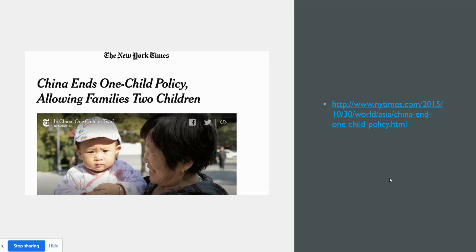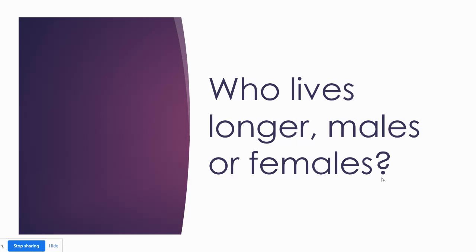There's another article about China ending the one-child policy, allowing families to have 2 kids. Because they've really messed up their population over there. The sex ratio is very, very messed up when you can only have 1 kid and most people prefer males. So that takes you onto page 22, and then we're going to talk about life expectancy.